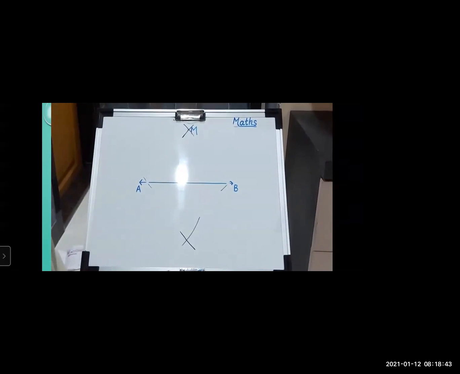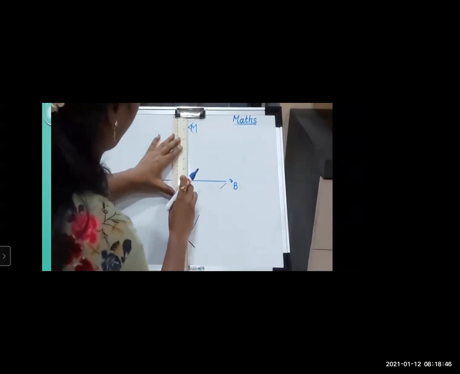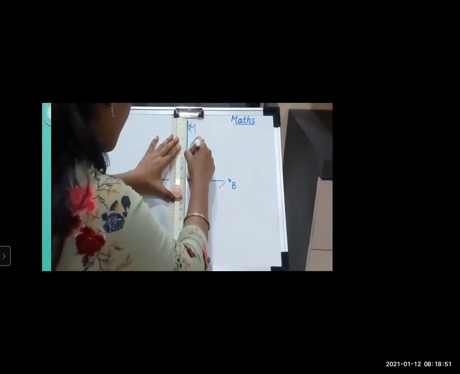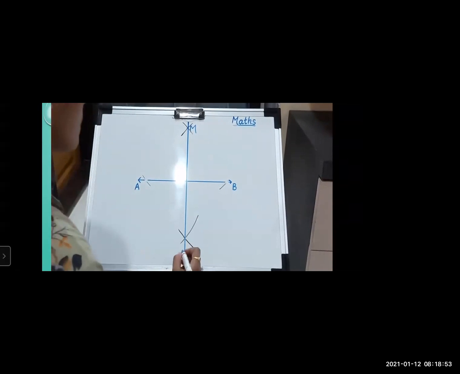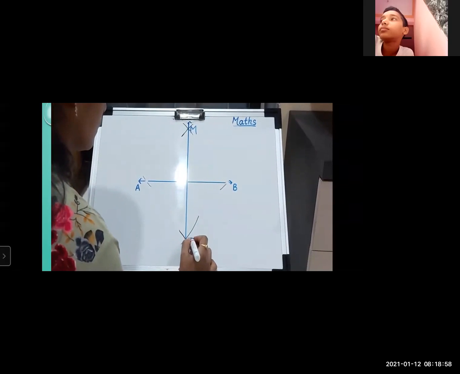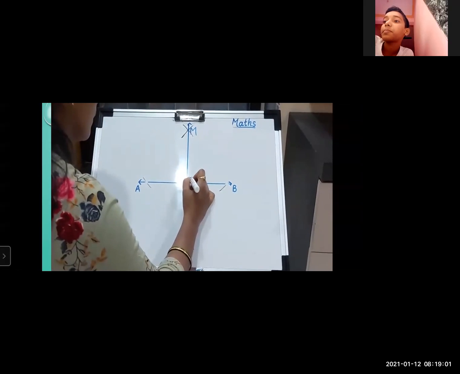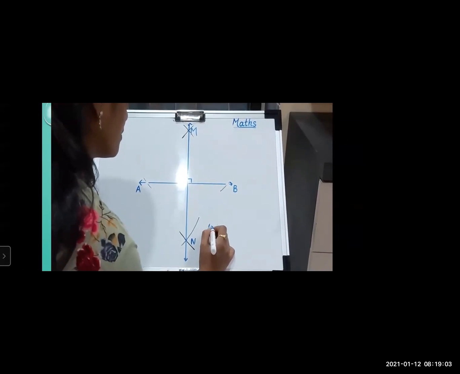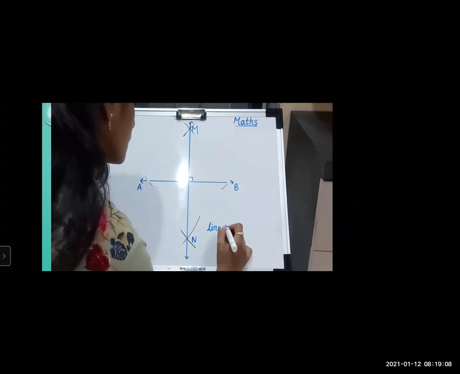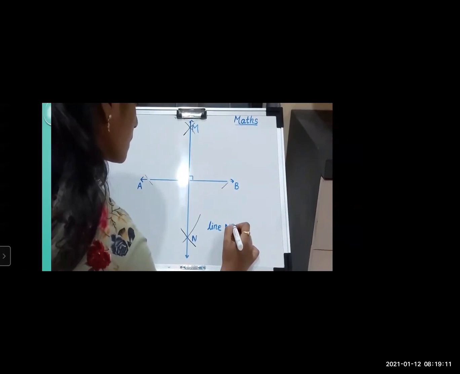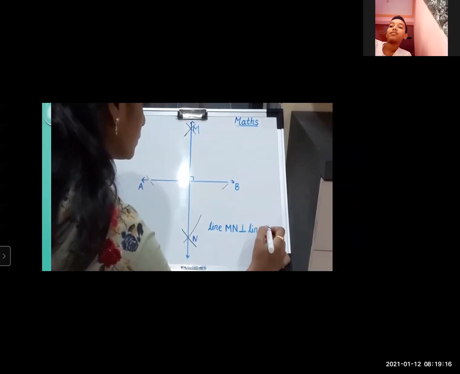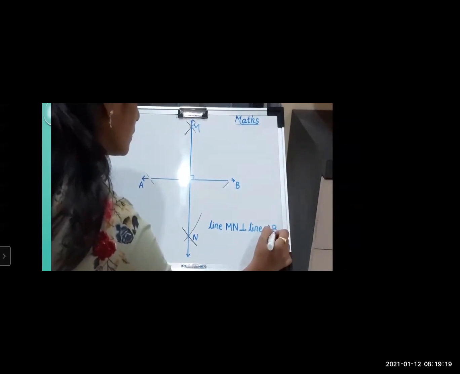Now I have got both the points, both the arcs have intersected. So I will keep the ruler on both the arcs and join them. And I will name them M and N. Line MN is perpendicular to line AB, and they have met at 90 degree. So here we can write: line MN is perpendicular to line AB.